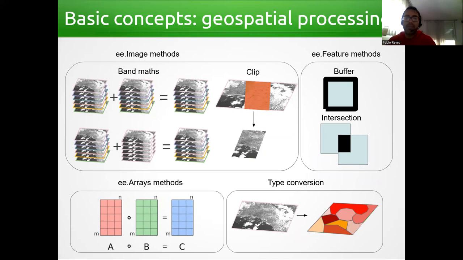For instance, the image accepts math band operations and can be processed over features to clip the images, obtaining a subset of the image. Then the features provide basic geoprocessing and analysis tools. The arrays also accept typical matrices operations. And converting types is also supported by the library, which is very, very useful, for instance, to extract data from an image and store it in a vector or table format that can be used later for training a model.